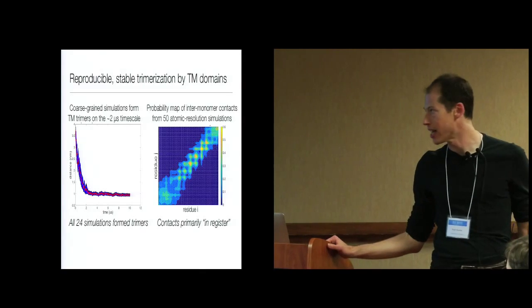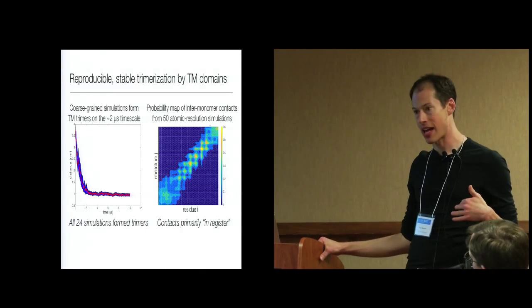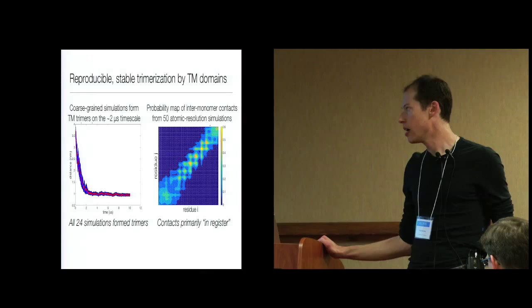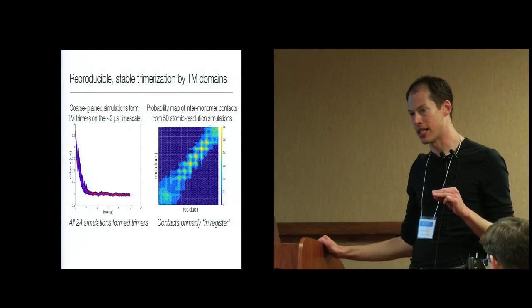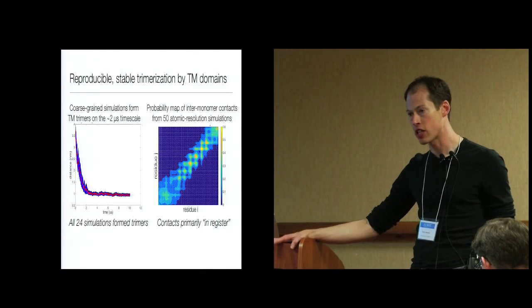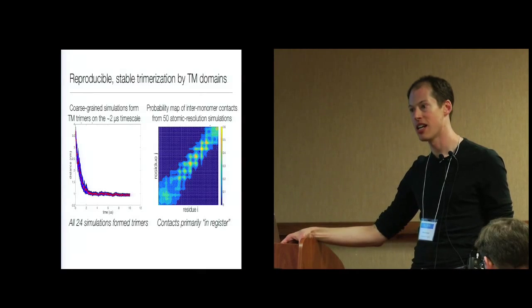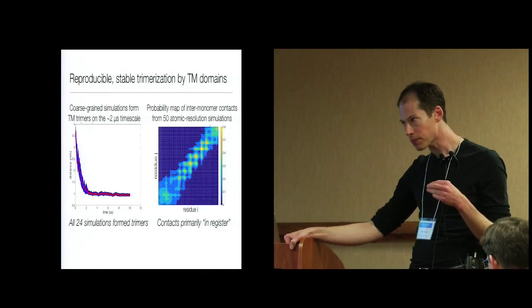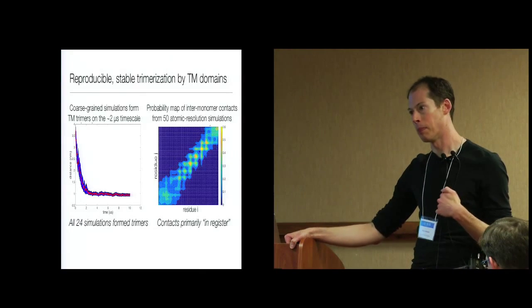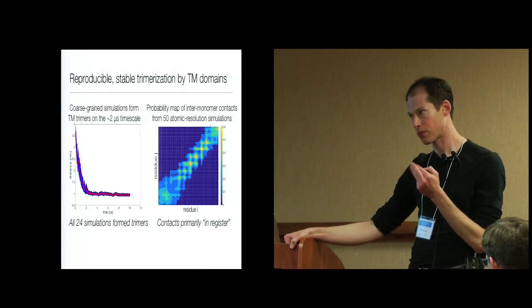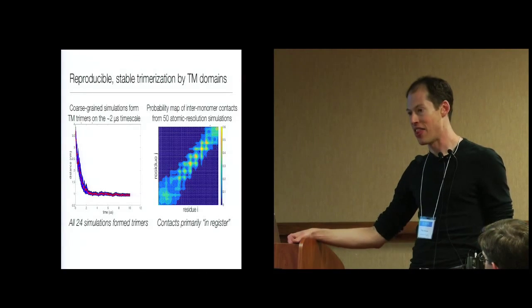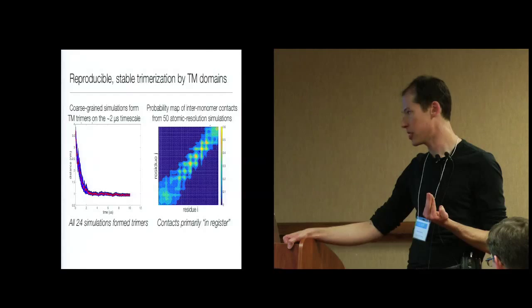And just very briefly, our findings thus far are that when we run about 24, 25 different coarse grain simulations from different starting conditions, in our simulations, all of the transmembrane domains do form stable trimers. And then when we cluster those simulation snapshots and launch, for a given sequence, about 50 atomic resolution simulations, all of those do stay stably associated.